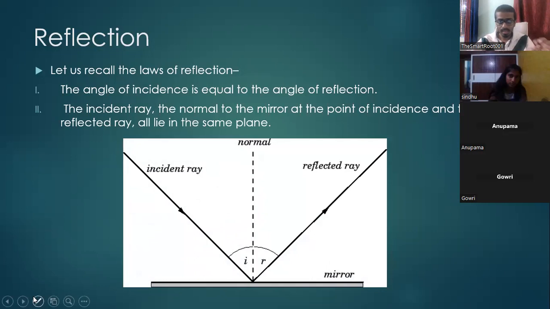The incident ray, the normal to the mirror at the point of incidence, and the reflected ray, all of these are lying in the same plane. ಏನಾಗ್ತಿದೆ ಇವಾಗ? So whatever incident ray I had, what is the incident ray? What did I tell you? When the light is coming from the source and falling on this mirror, I will call that ray as incident ray, which is precisely this one. Okay, you can see this, right?